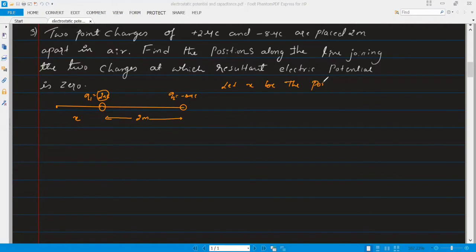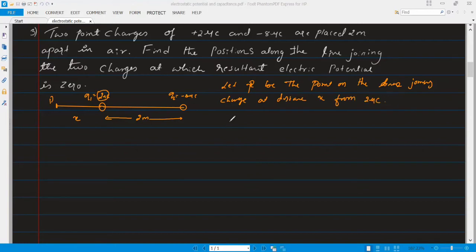Let x be the point on the axis or line joining the charges. Let P be the point on the line joining the charges at distance x from the 2 microcoulomb charge.